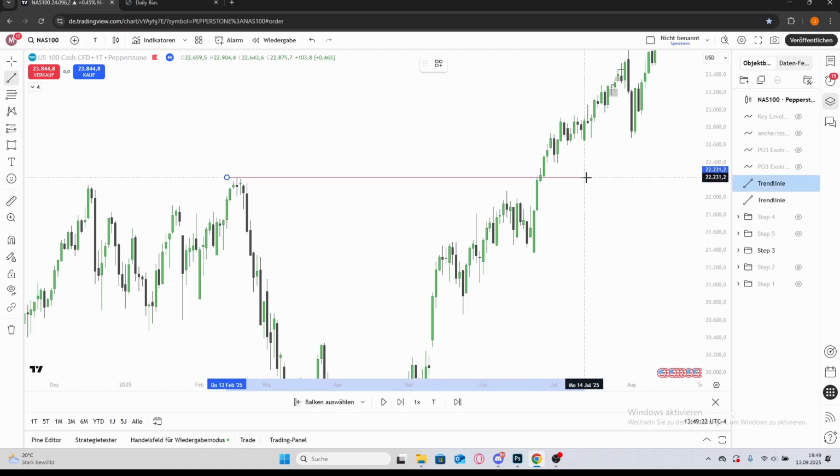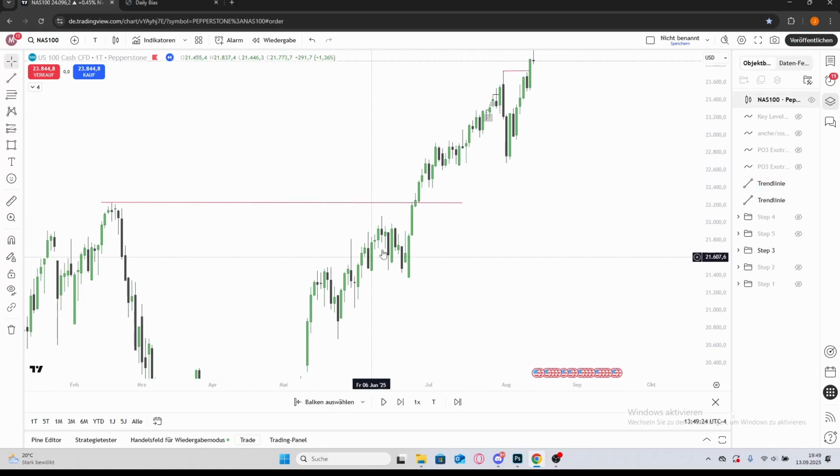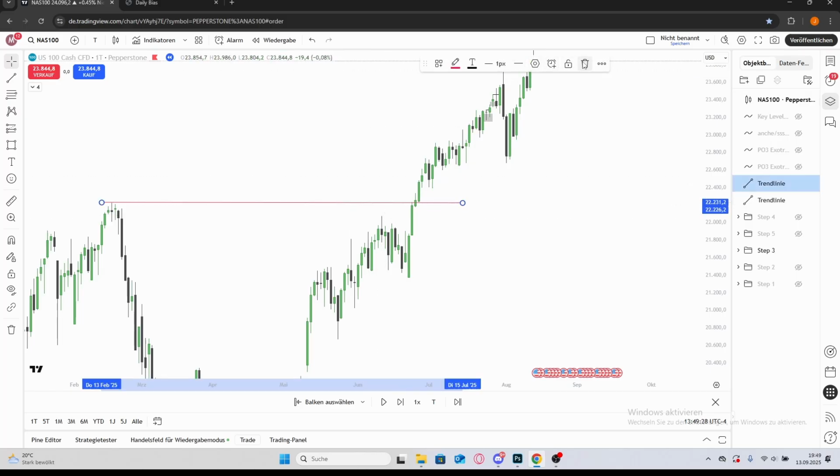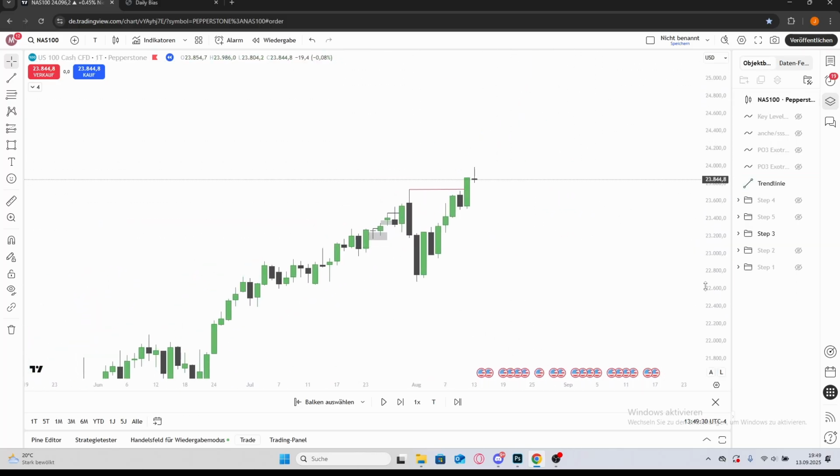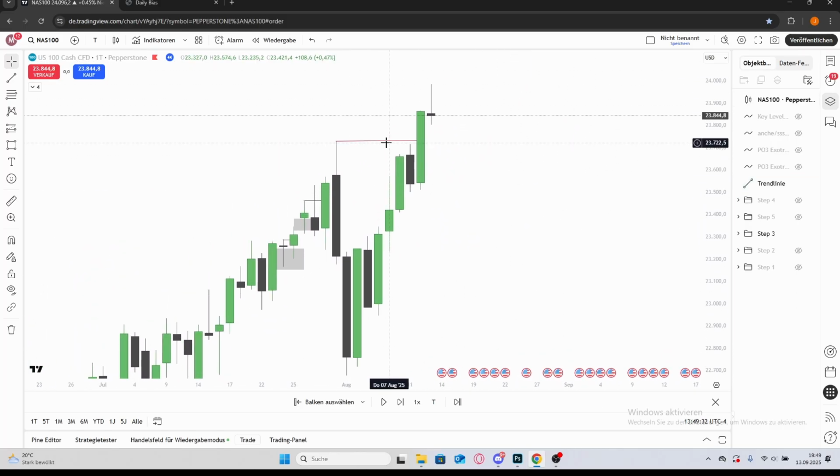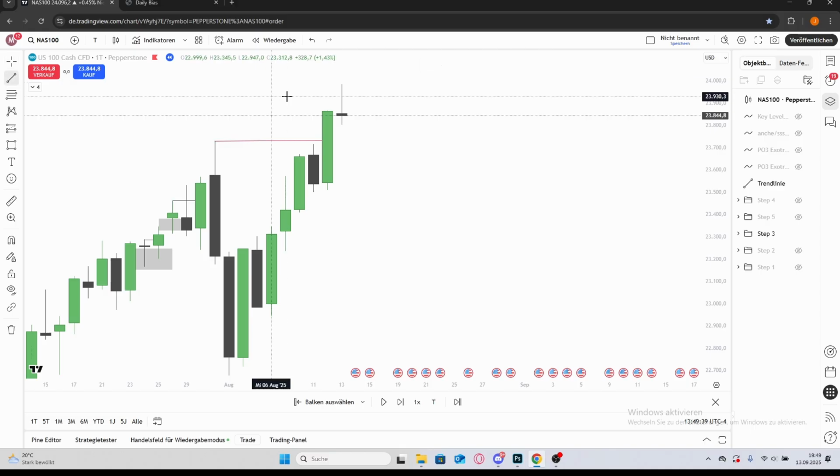You can see price just went through it because price doesn't care if there's a high or a low. It makes more sense to use previous day high or previous week high. These are the liquidity targets that are important for us. I mean, you can still use this one here, but I'm more talking about previous day high.